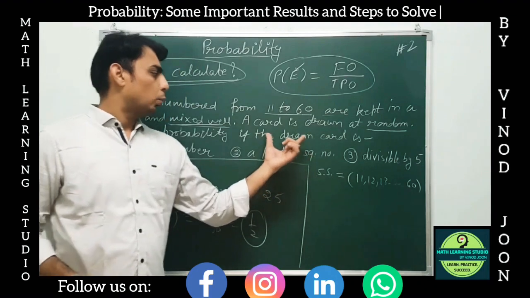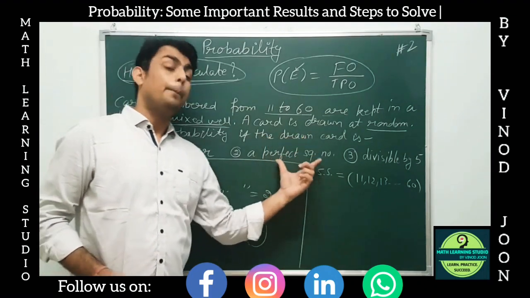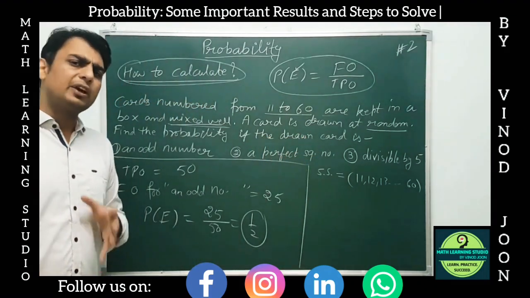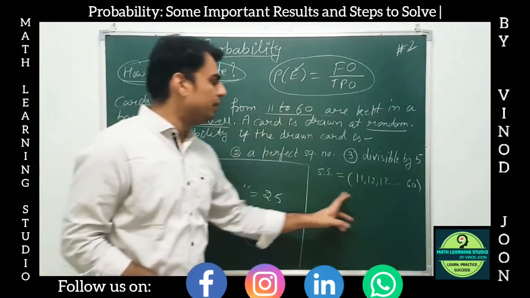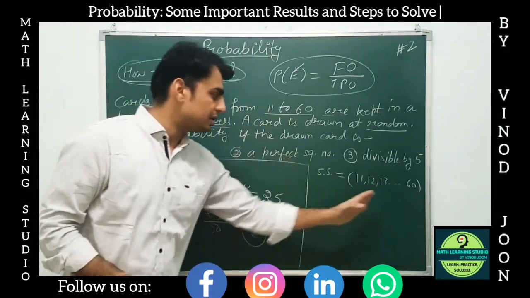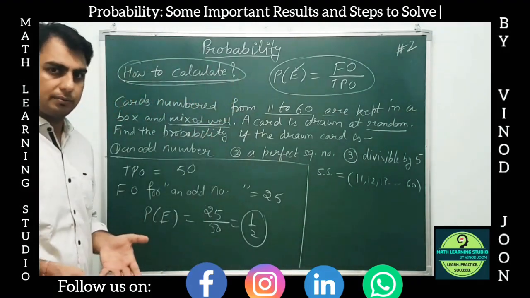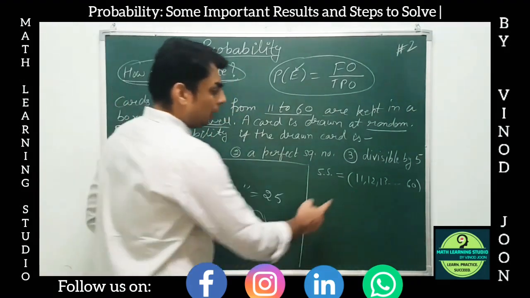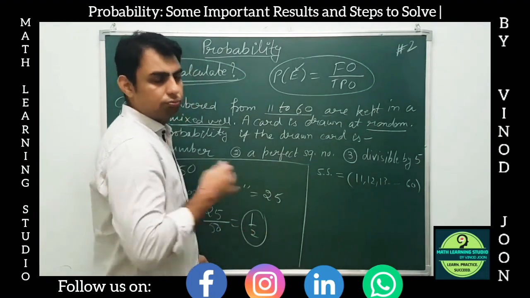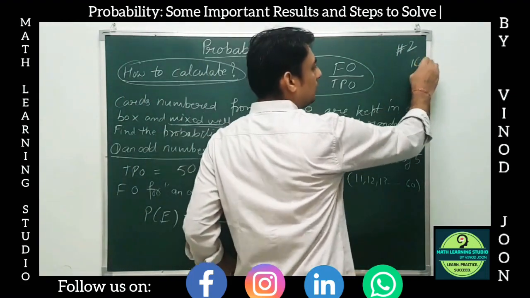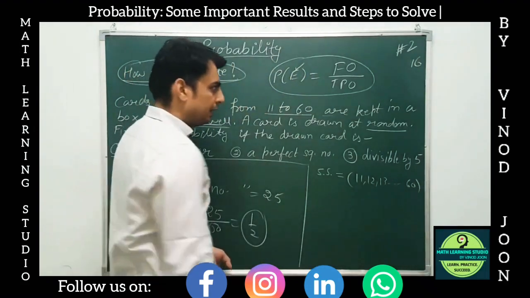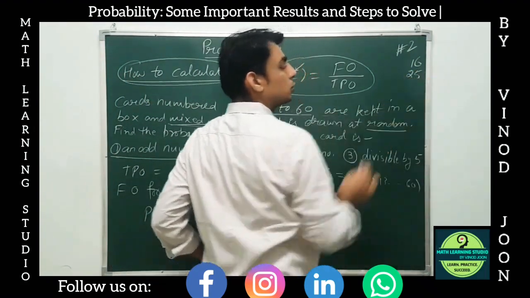It says that what's the probability that the drawn card is perfect square number. Perfect square means, yes, the square of some natural numbers. Now how many cards or how many numbers out of these will be perfect squares? Well, from 11 here, so smaller numbers will not be taken. From 11 we get the first number as 16, which is the square of 4. Then we get the next number as 25, square of 5.